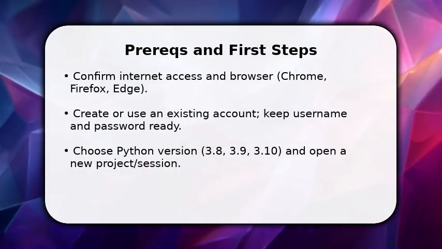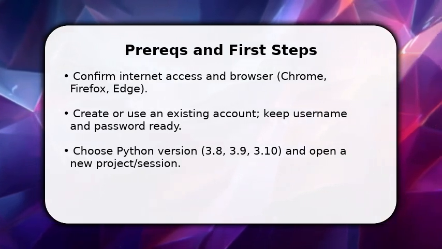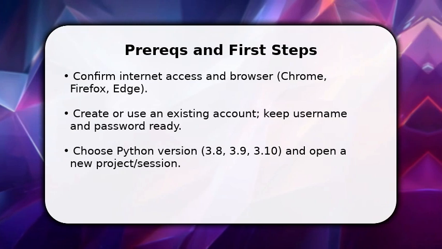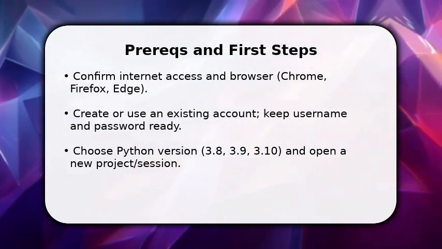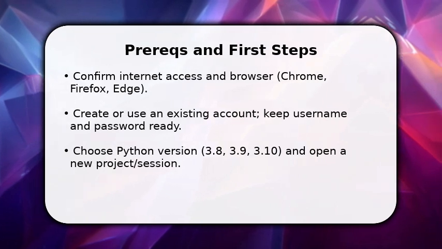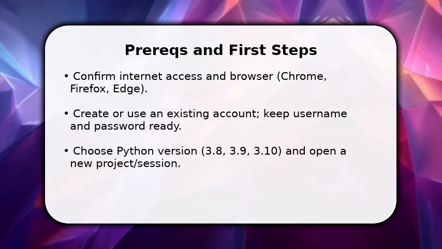You start by verifying the essentials: internet, a modern browser, and an account on the online compiler. Once logged in, pick the Python version you need and open a new project or session. Make sure your Files pane is visible and create a new file named main.py. This makes execution predictable.